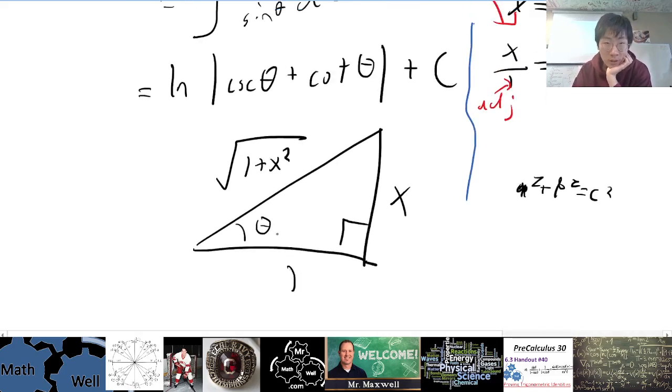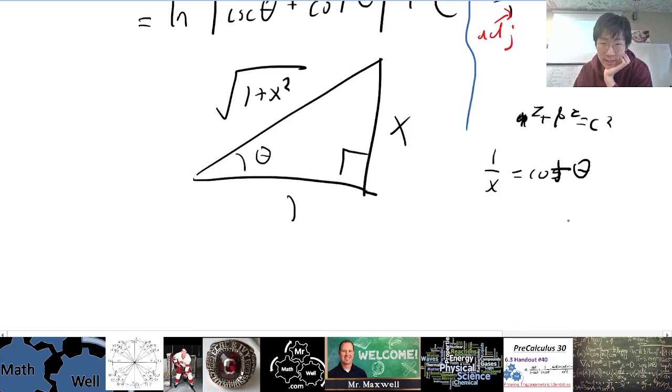Okay, so what do we need? We need cosecant and we need cotan. Well, cotan is nice. Cotan is inverse tan, right? 1 over tan. So if tan is equal to x over 1, then cotan should simply be 1 over x. Cosecant is a bit trickier though. Cosecant is 1 over sine theta, right? So if sine theta is equal, you know what? Let's use a different color for some color coding.